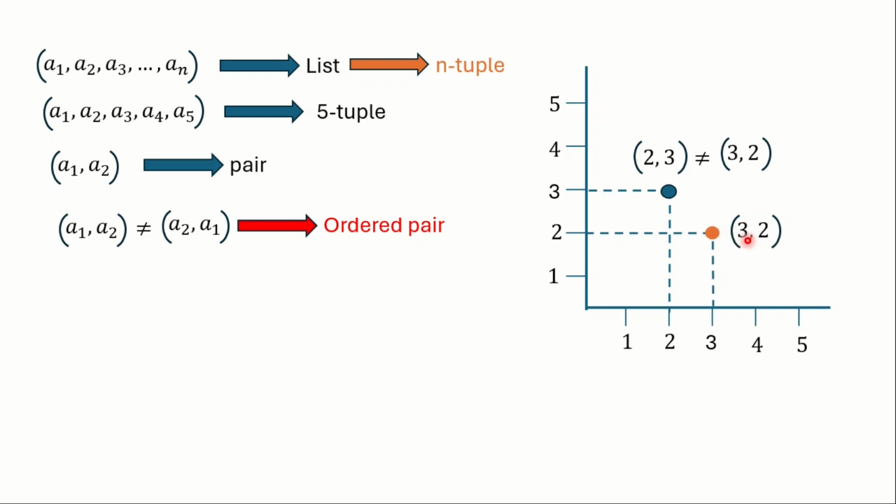Therefore, the ordered pair (3, 2) is not equal to the ordered pair (2, 3), because these ordered pairs represent two different positions on the Cartesian plane. So an ordered pair is in fact a list of two entries whose order matters.